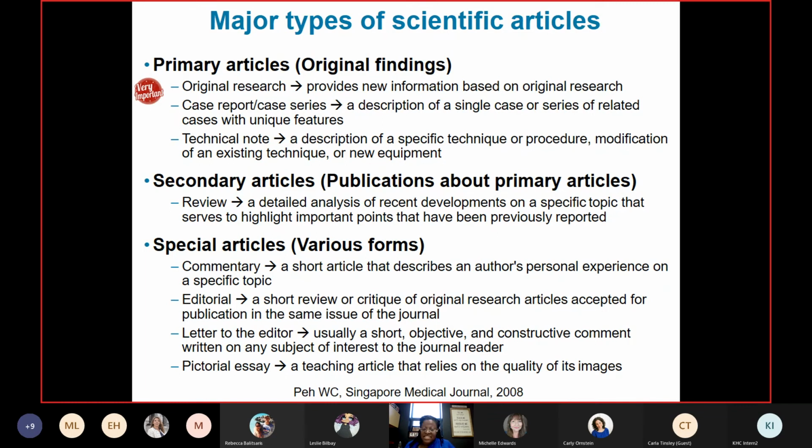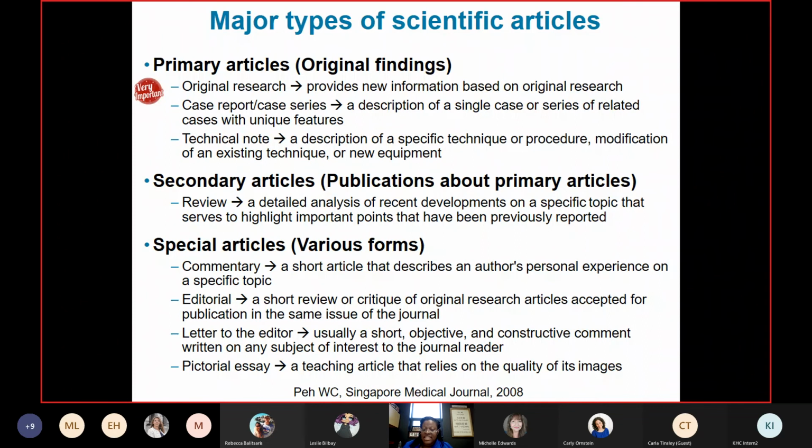So for example, a commentary. Right? This is a short article that describes typically the author's personal experience with lung cancer. This could be as a practitioner, it could be as a patient. There could be all types of perspectives in a commentary. An editorial is a short review or sometimes a critique of the original research articles. Again, that new finding that's been accepted for publication in the same issue of the journal.